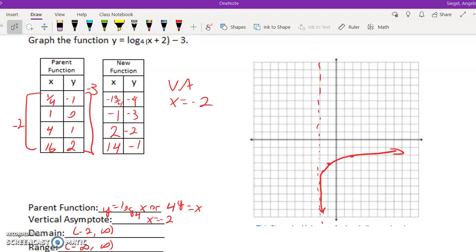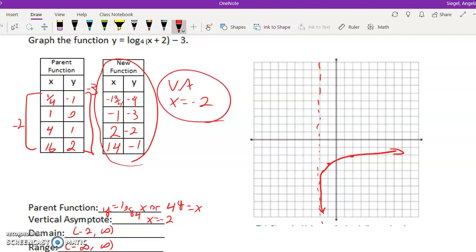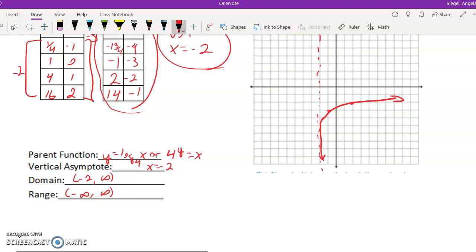Okay, so as you can see, I filled in everything. Your XY chart should look very similar to mine. Notice that vertical asymptote I got from that. My parent function, I put both forms down, and this is what my graph looks like. So hopefully yours looks very, very similar.